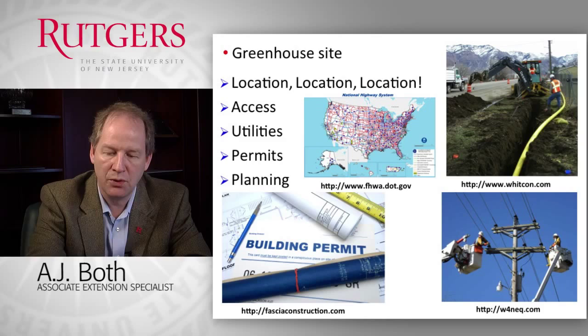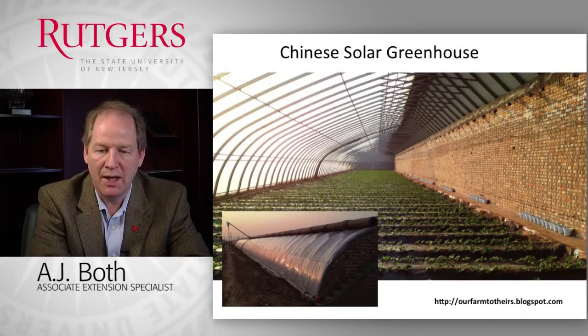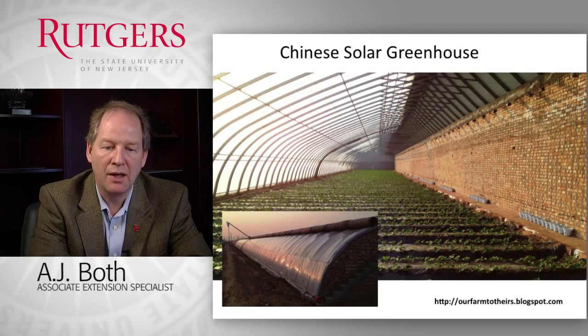So a lot goes into this whole process. So let's look at some of the different greenhouse designs that we can find if we look at greenhouse production systems around the world. The first one that I want to mention, and perhaps not very well known in North America, but certainly well known in China, and this is probably the system that is most widely used around the world, is the so-called Chinese solar greenhouse.